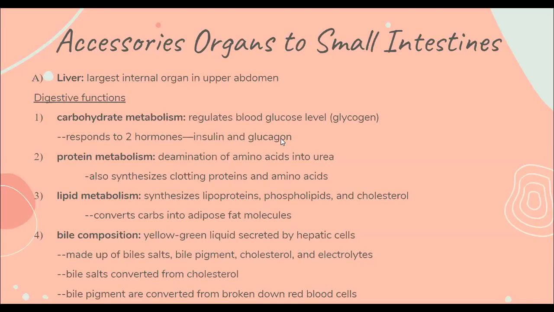And then fourth is bile composition. Bile is the yellow-green liquid secreted by hepatic cells, which are basically liver cells. It's made up of bile salt, bile pigment, cholesterol, and electrolytes. Bile salts are actually converted from cholesterol. So if you eat too much cholesterol or too many fatty things that are really high in fat and cholesterol, your liver is going to produce a lot of bile, and that's not always a good thing. And bile pigment is converted from broken down red blood cells. So the digestive system and the circulatory system really work hand in hand for a lot of things.